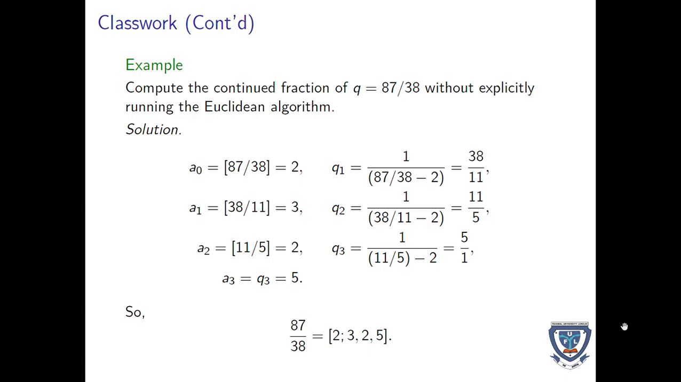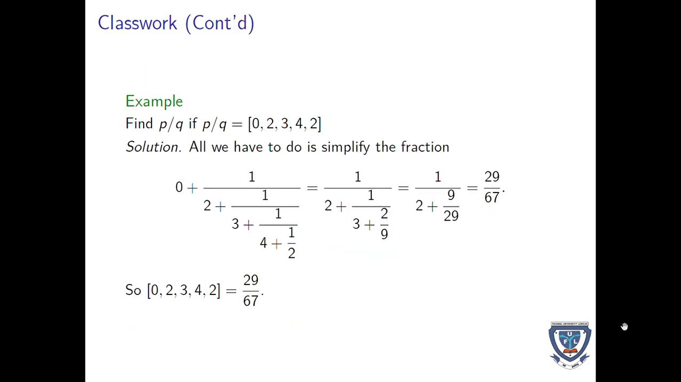Therefore, 87 over 38 is equal to [2; 3, 2, 5]. Let's look at another example. Find p over q if p over q is [0; 2, 3, 4, 2].